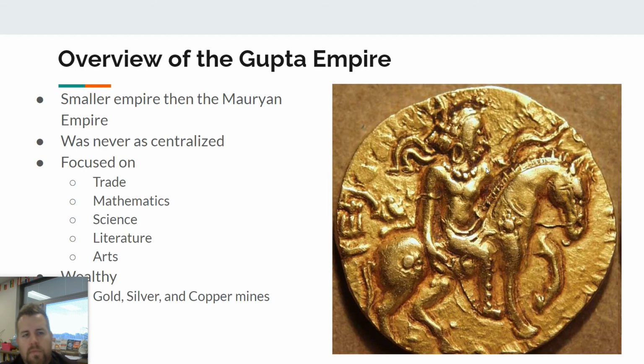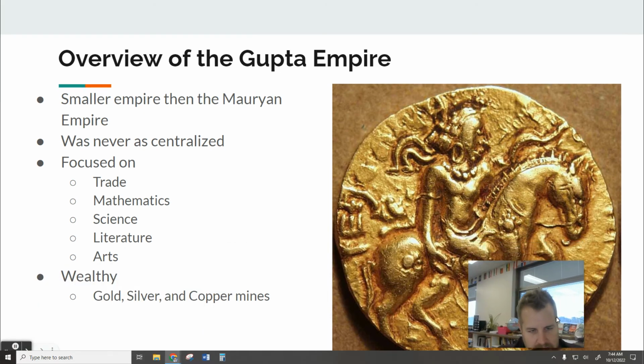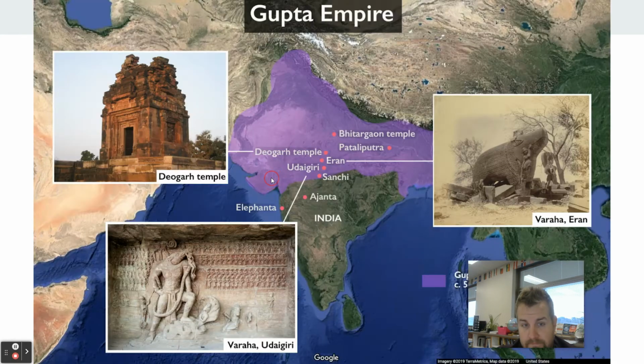The overview of this empire: smaller than the Mauryan Empire. This again allows it to be a little bit stronger because it didn't have such a huge area to protect compared to the Mauryan Empire. It was never as centralized, so that capital city for the Mauryan Empire kind of was its downfall. And so the Gupta Empire was able to spread itself out and manage itself a little bit more efficiently. They focused on trade, mathematics, science, literature, arts, and then focused on taking advantage of gold, silver, and copper mines. Copper is really good for building pipes for moving water.